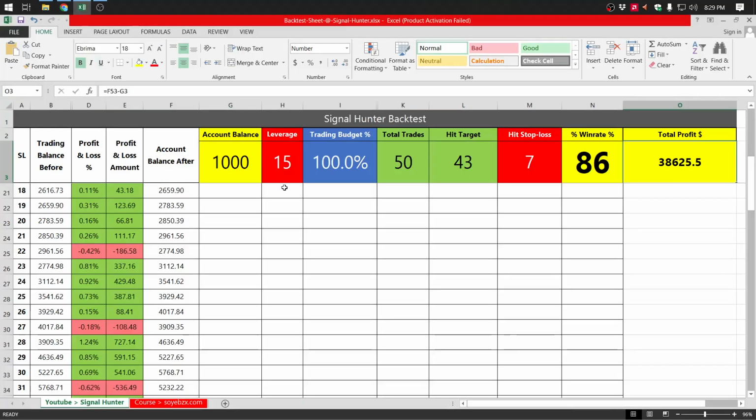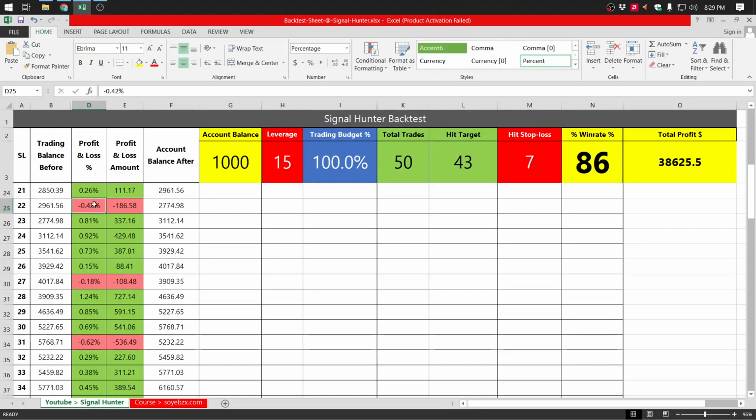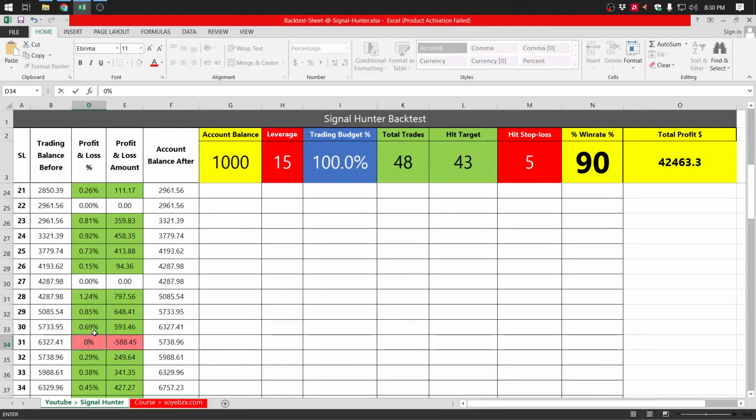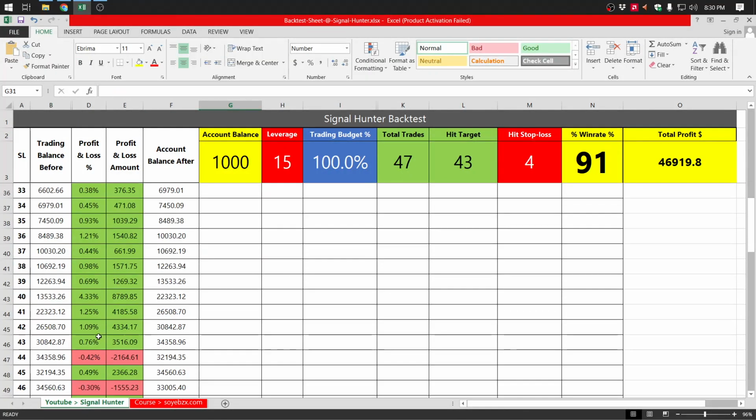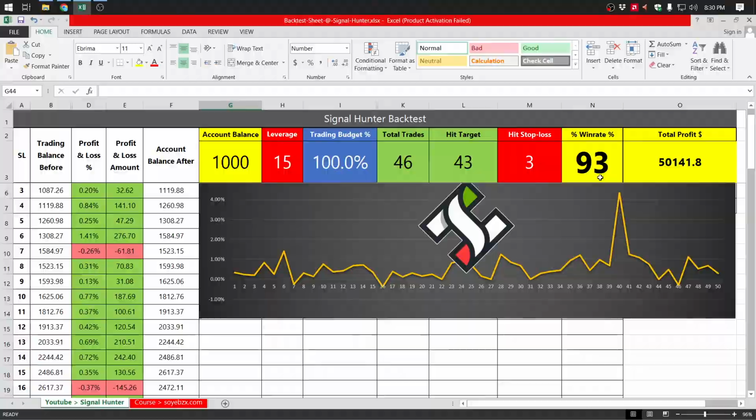So if I go again to my backtest sheet and check the win rate after avoiding the 4 false signals, you can see 1, 2, 3, 4. Now you can see our win rate has increased to 93%.